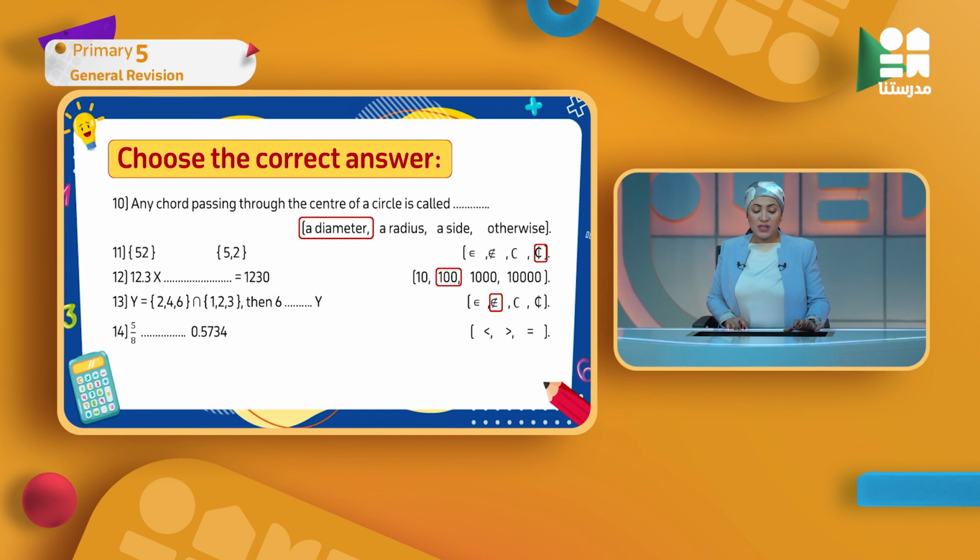Now this question, 5/8, is it bigger than, smaller than, or equal to 0.5734? 5/8, I have to do it with the long division way to get the answer, then I compare. So I will go to the board now to explain it to you.